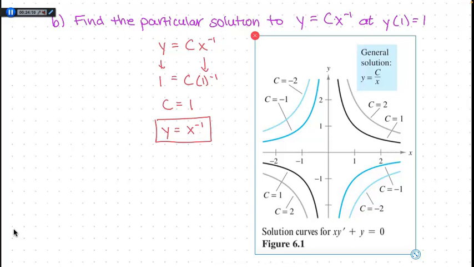So we can graph all the general solutions on one thing. But if we want to look at the particular solution at 1, 1, we can see that it's the black curve that went through the point 1, 1. So the black curve represents our particular solution. Any questions about that?